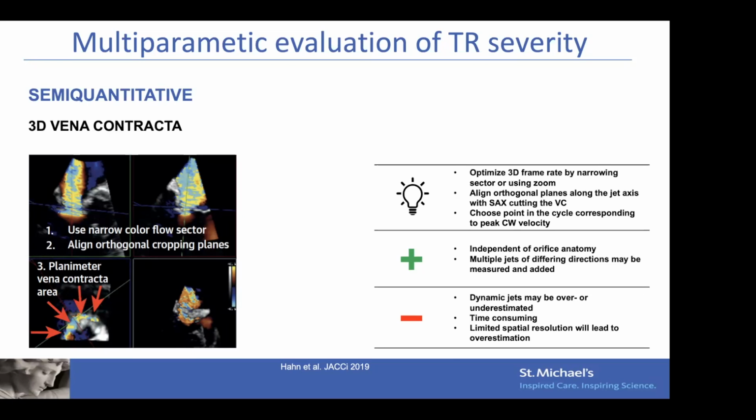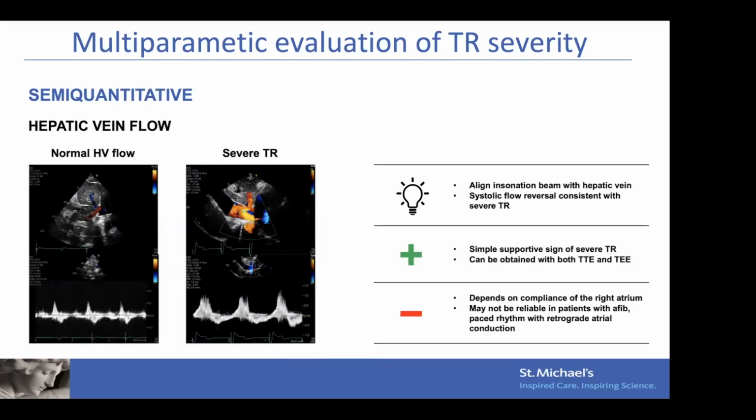The main downside is that it sometimes underestimates dynamic jets, and that it's not always easy to obtain. It's time consuming, and image quality is not always sufficient to have a reliable estimation of the vena contracta area.